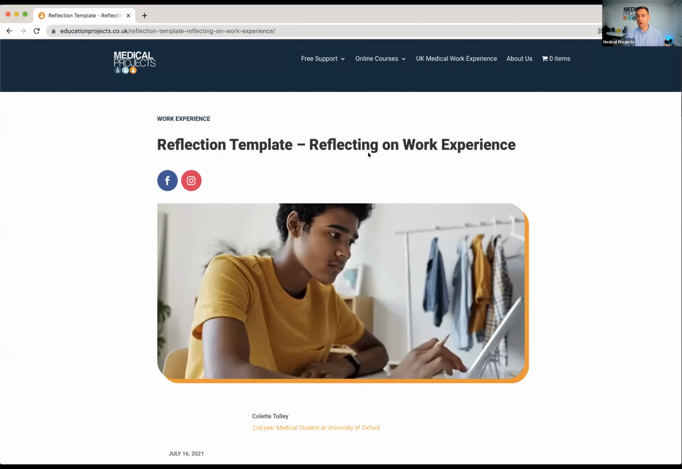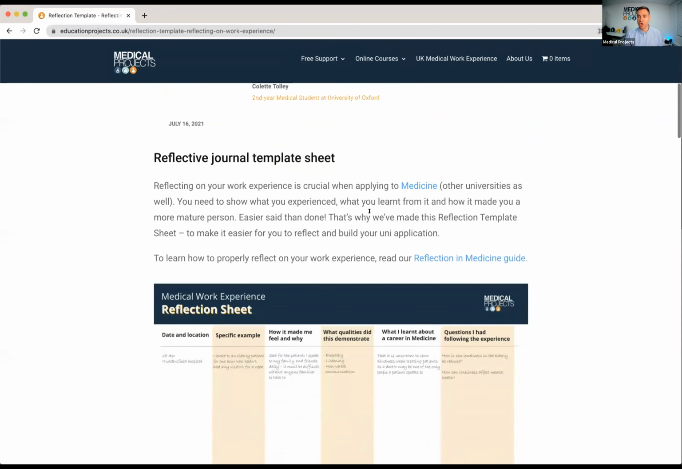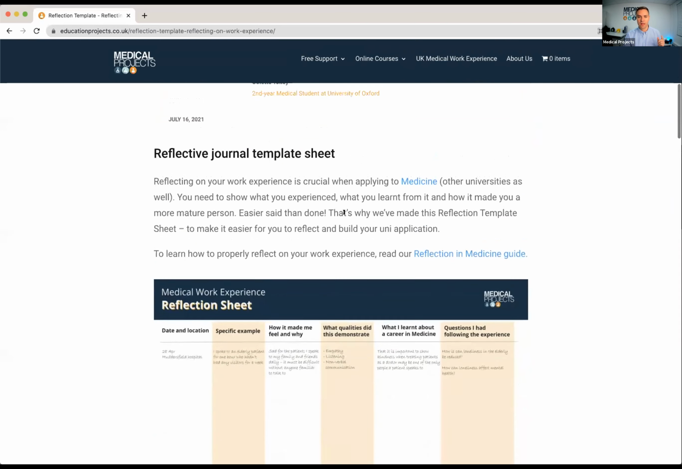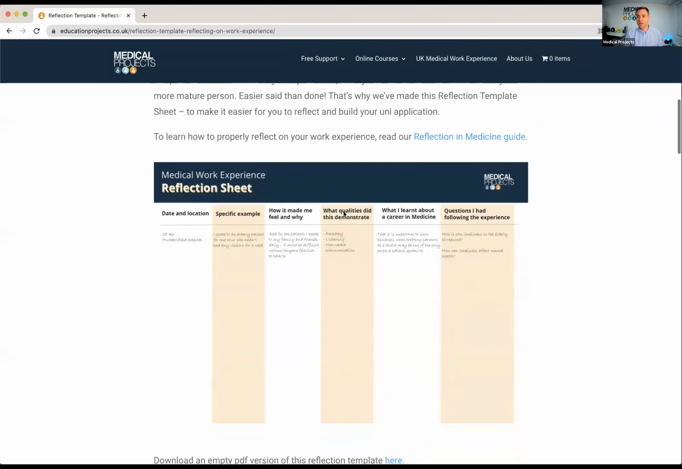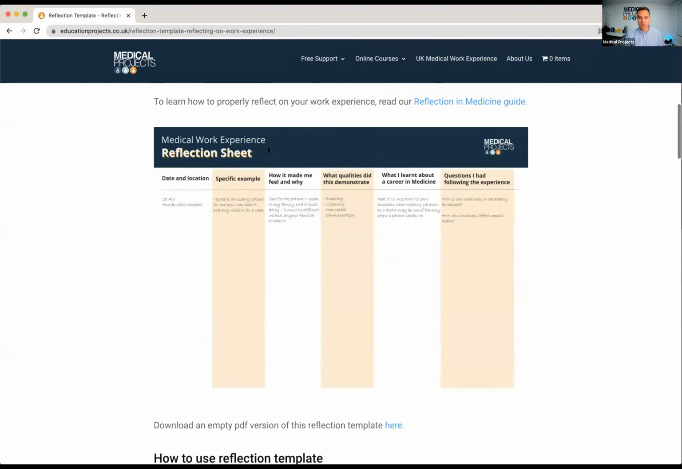So if you're starting to get work experience now, or you already have a part-time job or a volunteering role, and you're not yet using a reflection notebook or a journal, then you definitely need to start using it now. And then there's an empty PDF version of this sheet, so you can fill it in as you're doing it. And when it comes to writing personal statements, which seems miles away, you'll have loads of examples in there that you can use. So I'm going to put this link in the chat as well, so you've got something super productive you can use from tonight.